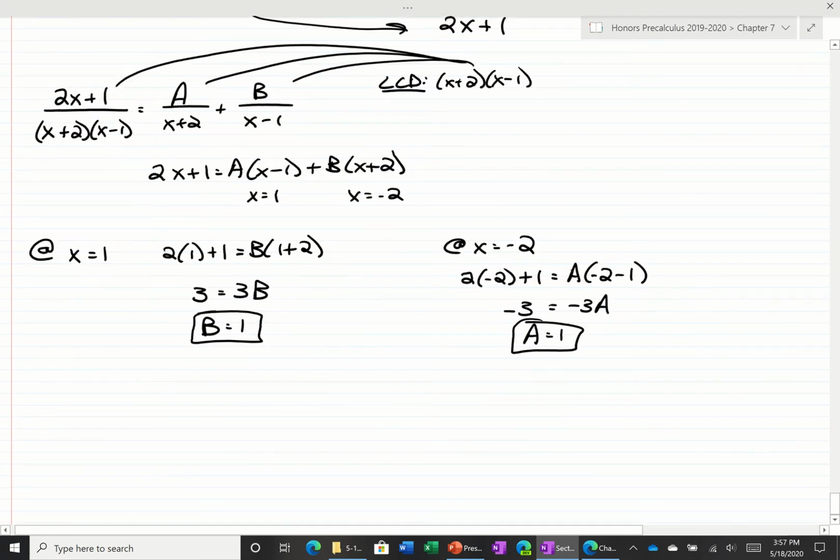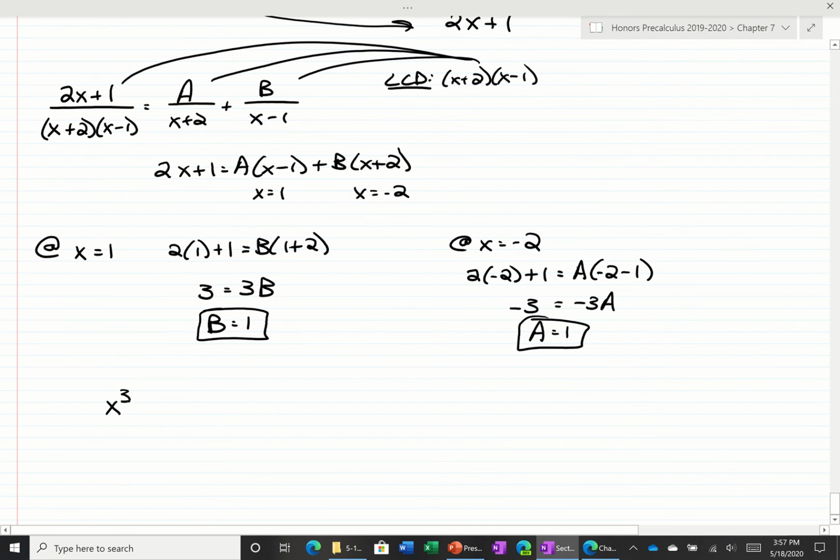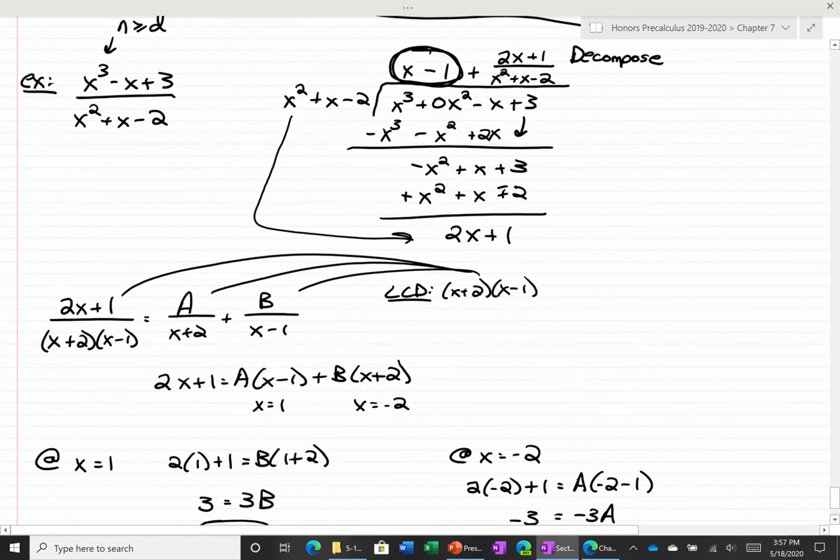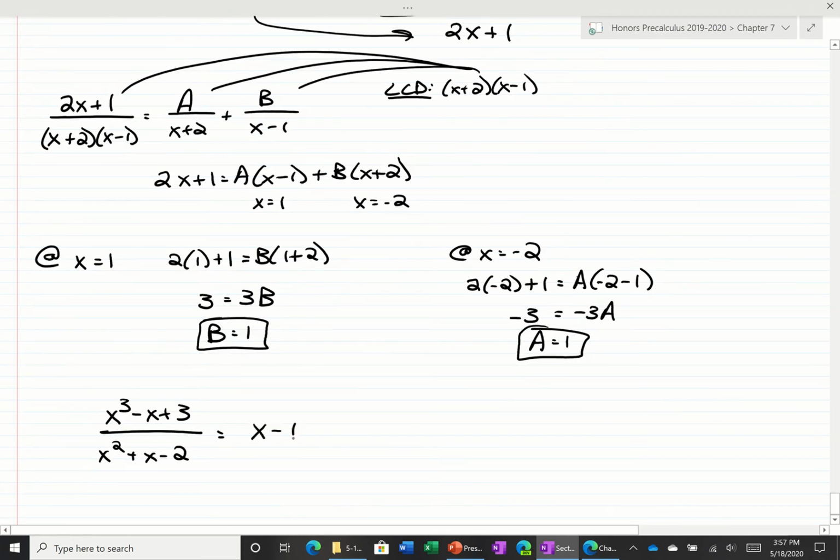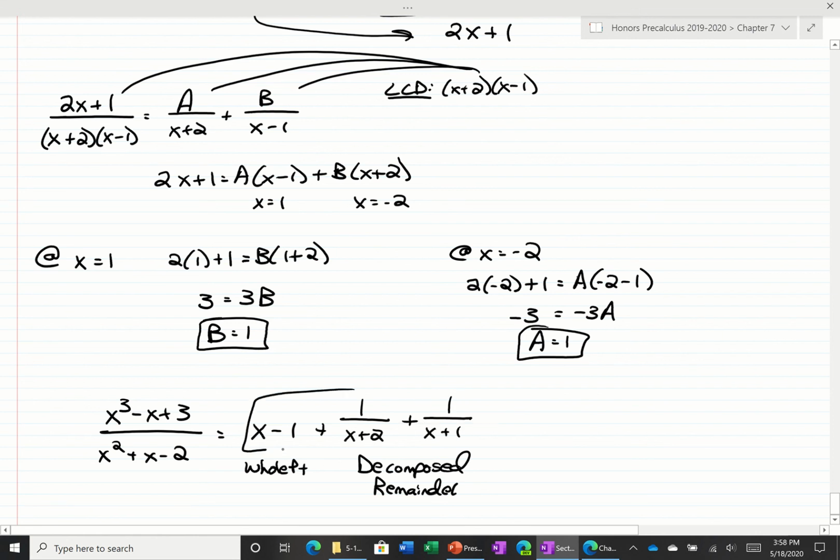So as far as our answer, x to the third minus x plus 3 over x squared plus x minus 2 is equal to the whole part we found, which was x minus 1. And then we're going to add the decomposed fraction, or decomposed remainder. That would be the answer.